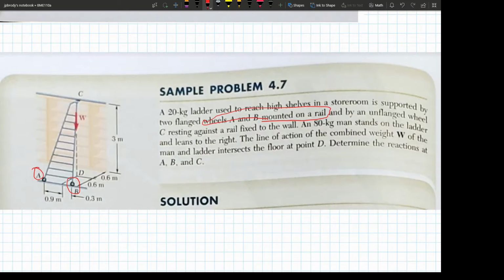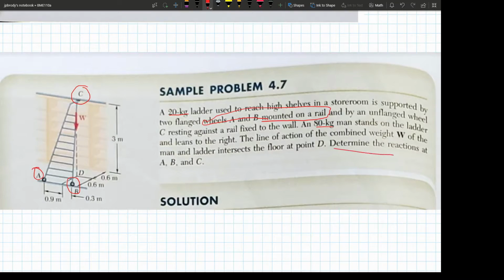And by an unflanged wheel C, that's over here, the unflanged wheel, resting against a rail fixed to the wall. An 80-kilogram man stands on the ladder and leans to the right. The line of action of the combined weight W of the man and ladder intersects the floor at point D. So that's going to be the weight. The weight is the 20 plus the 80, so the weight's 100 kilograms times g. And you can see where that point is.